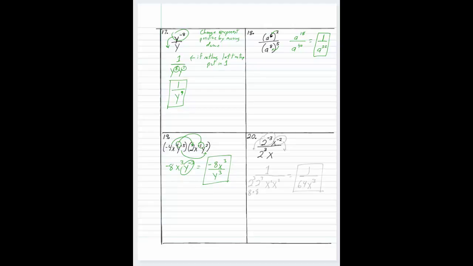Alright, number 20. I see we have some negative exponents on top. So let's move them down. Here and here. So there's nothing left on top, so I'm just going to put a 1 on top. And on the bottom we got 2 to the 3rd, 2 to the 3rd, x, and x squared. Well, 2 to the 3rd is 8. So this is like doing 8 times 8, which is 64. And here, x to the 1 times x to the 2, 1 plus 2 is x to the 3. And that is our answer.